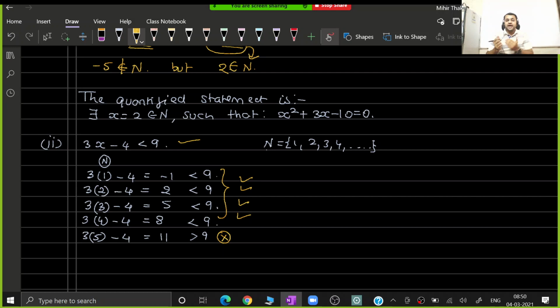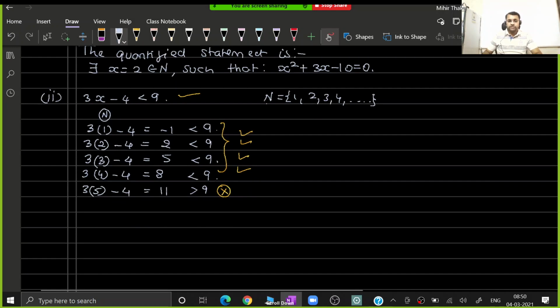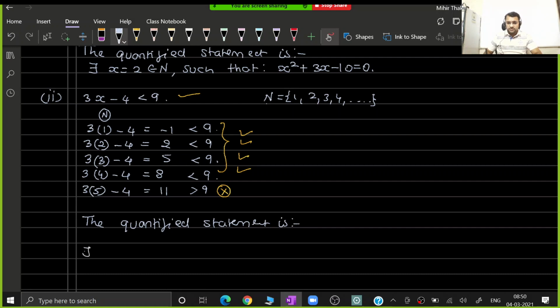So obviously I have to use the existential quantifier in this particular statement. So what will be the answer? I will say over here, the quantified statement is: there exists x equal to 1, 2, 3, 4 belonging to N such that 3x minus 4 is lesser than 9.